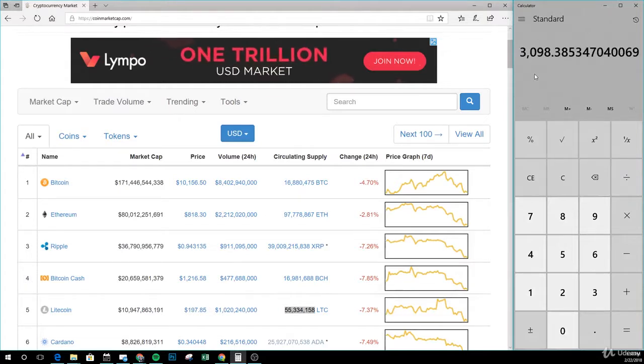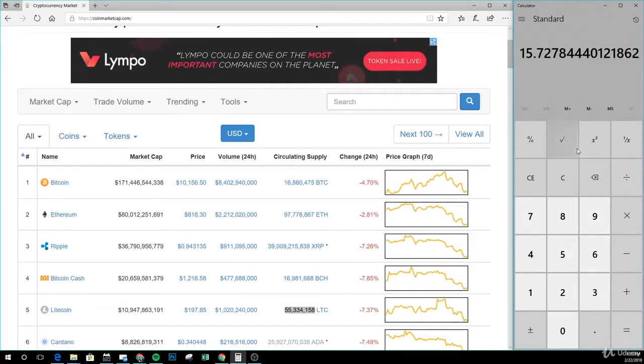And you can see that if Litecoin were to hit the market cap that Bitcoin is currently at, the price of Litecoin would still only be around $3,000. Of course, if you were to buy Litecoin at $197 right now, and the price were to hit $3,000, you would make a lot of money there. I mean, that would be nearly a 16 times appreciation on your investment. But that's if Litecoin were to hit the market cap of Bitcoin.